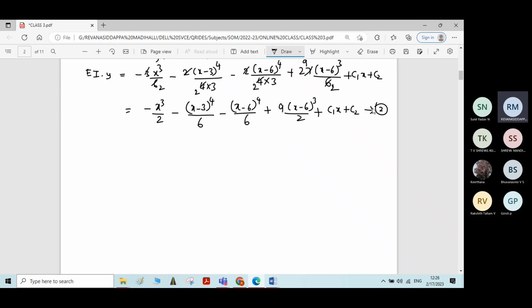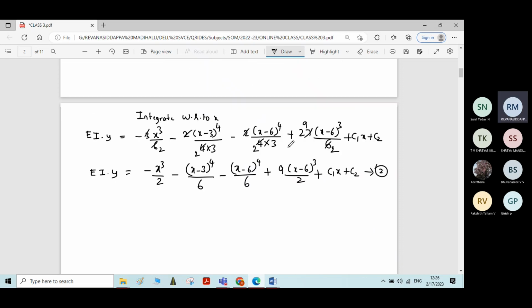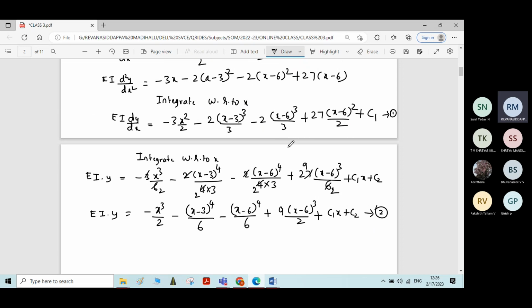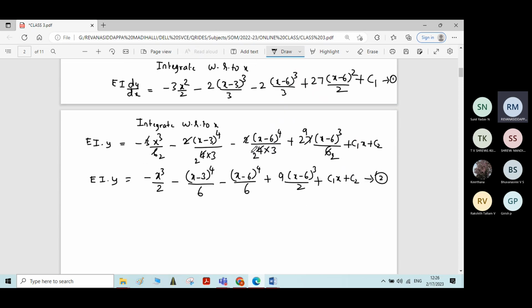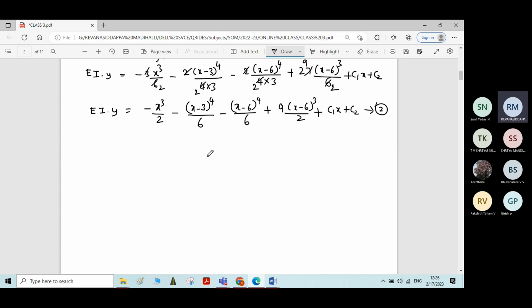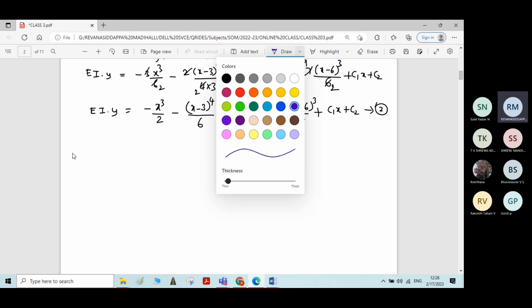Okay. Now we have formulated the equation for the slope and the deflection. Equation 1 is the slope equation. Equation 2 is the deflection equation. But in both the equations, we have the constants C1 and C2. Now we have to determine the values of the constants. To determine the values of constants, we have to use what? Boundary conditions.